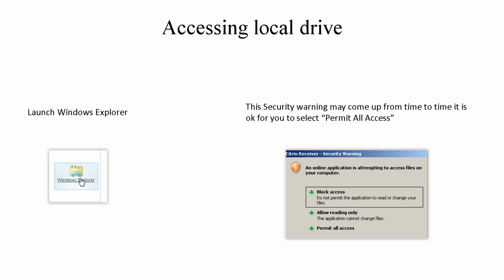Accessing your local drive. I've spoken to a few of you, and I'm sure you all know this, but you can access the folders that are on your local physical machine from Citrix. The easiest way to do this is to go to Windows Explorer and launch the icon right there.